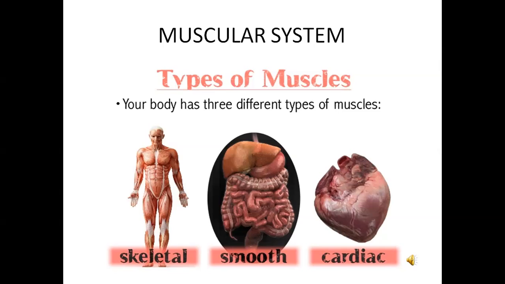Two muscles are required to move a bone at a joint. When one muscle contracts, the other muscle relaxes. For example, to move the lower arm up and down, two types of muscles called biceps and triceps are required.